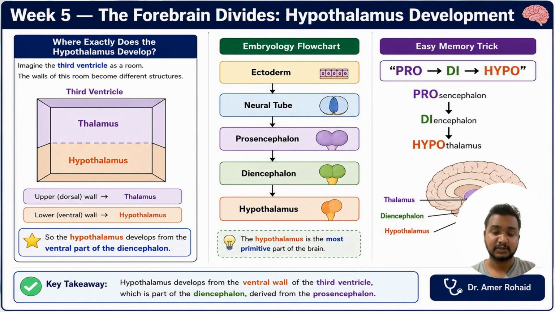The hypothalamus is derived from the diencephalon. The diencephalon develops from the prosencephalon. The hypothalamus develops from the ventral wall of the third ventricle. The thalamus develops from the dorsal wall of the third ventricle. These are high-yield facts that are frequently tested in medical examinations. In the next lecture, we'll continue exploring the development of the forebrain and see how these embryological structures mature into the complex anatomy of the adult brain.